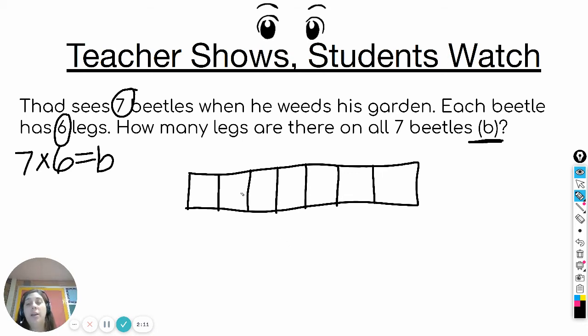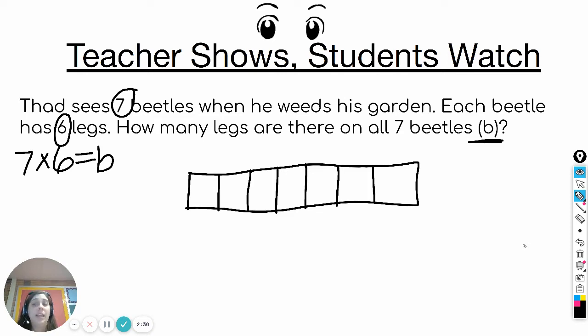I'm going to double check. 1, 2, 3, 4, 5, 6, 7. I have 7 pieces. Notice how I try to make them the same size, okay? It may not be perfect, but you do want to make sure you try your best to make each group the same size.